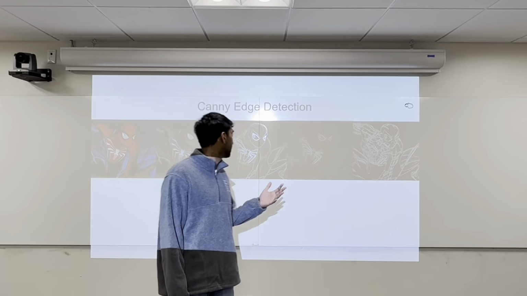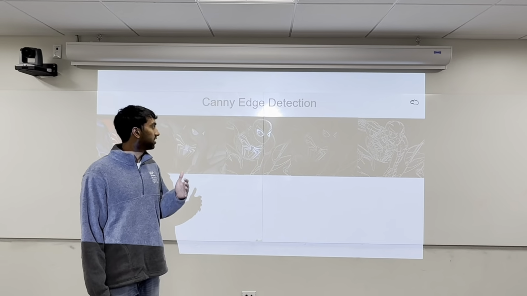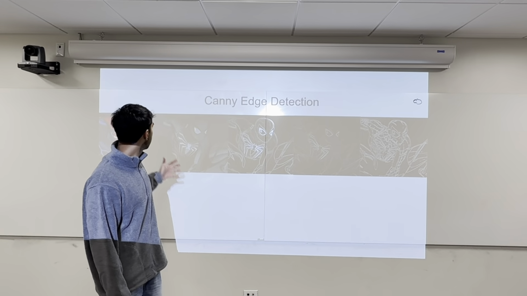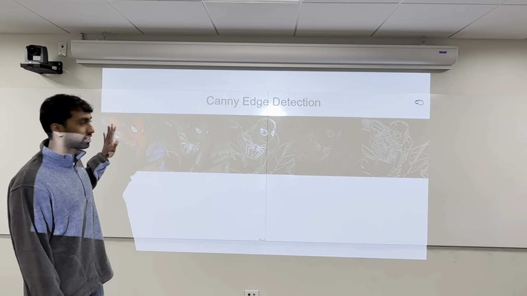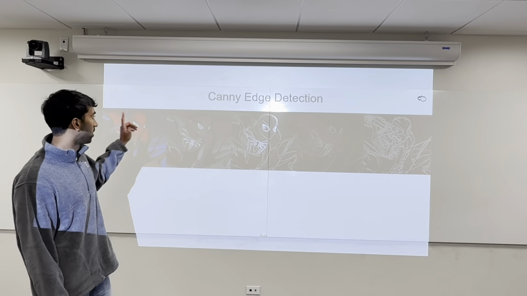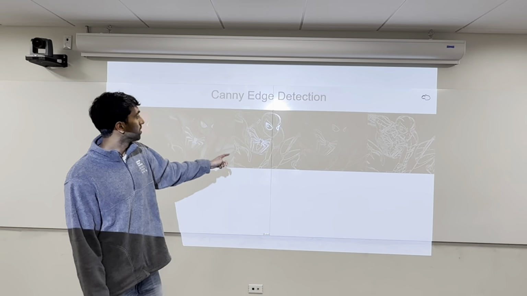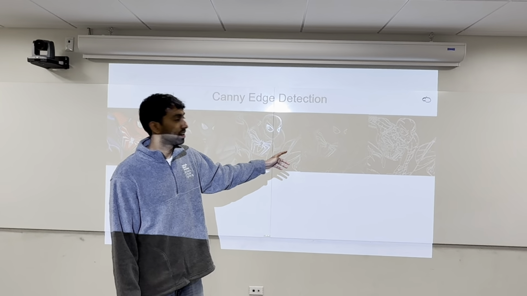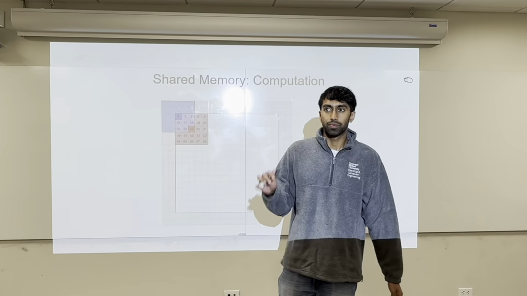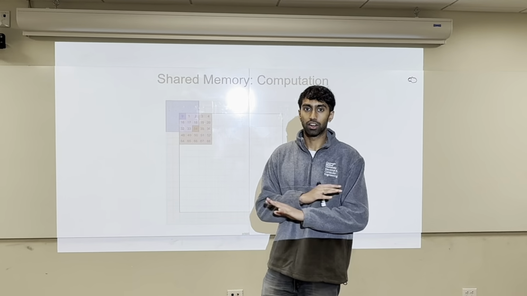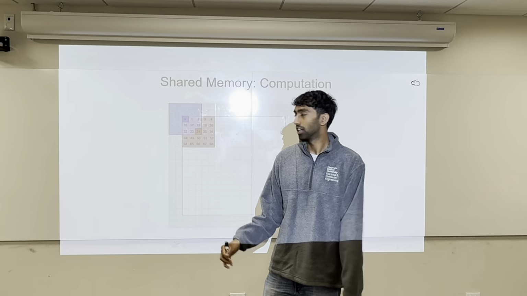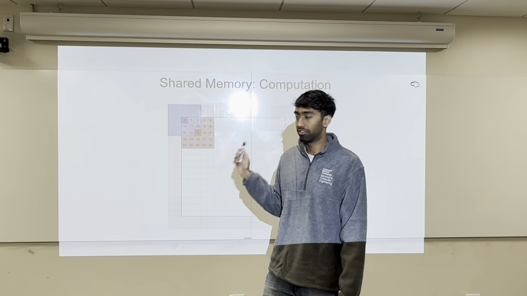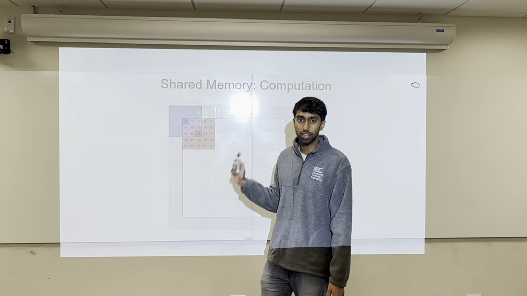Our project is on Canny edge detection, which is used to detect edges in an image. As you can see here, it consists of 4 stages: Gaussian blur, Sobel, non-max suppression, and double thresholding. A common computation we do across all our kernels is convolving our image with 5x5 or 3x3 filters.